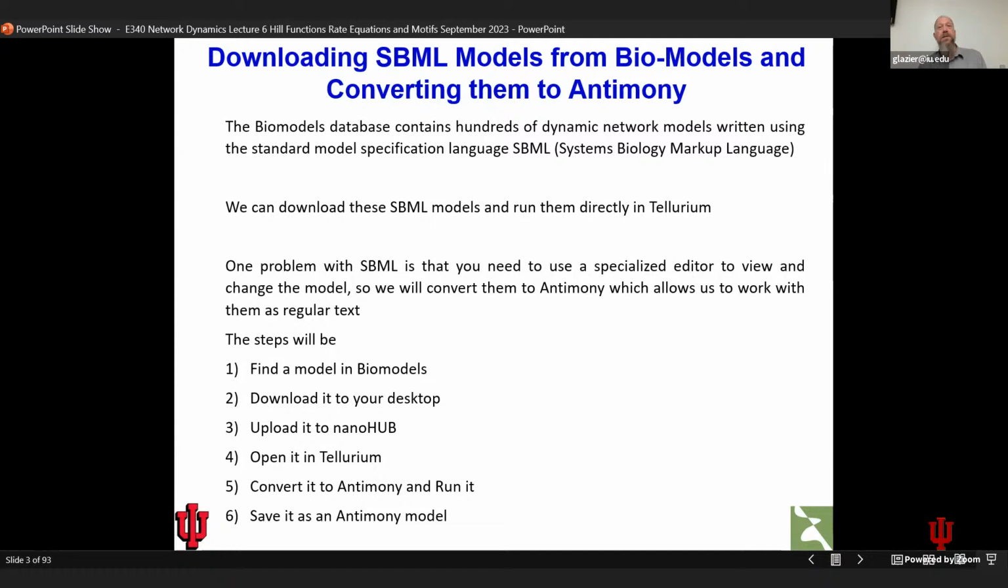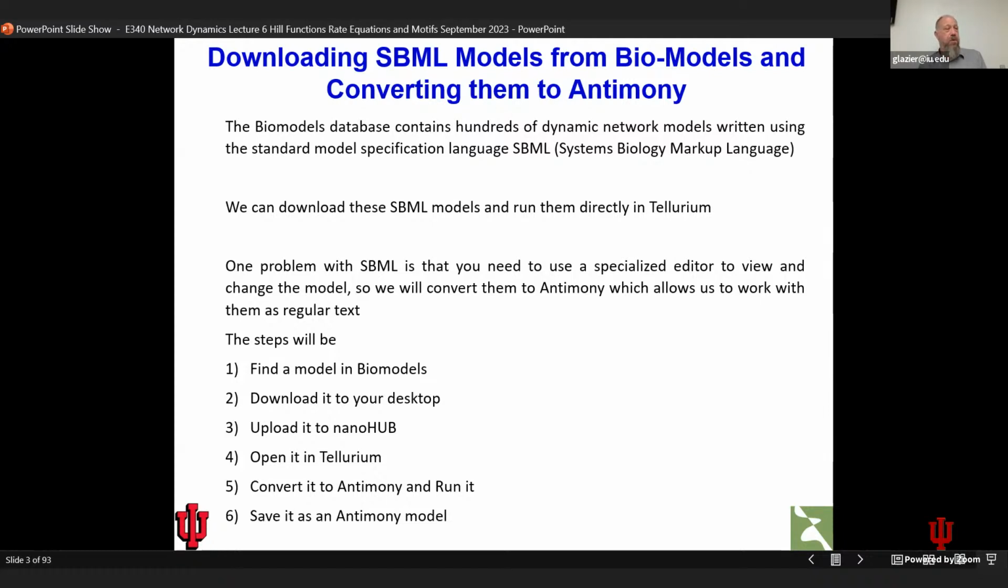There are things like Cooperative or Cell Designer that are very good for reading and writing it. The disadvantage of that is that you need to have a specialized editor to work with it. On the other hand, Antimony basically supports almost all SBML features, not quite, but almost all, and vice versa. And they were designed to be interconvertible. And Tellurium actually has some methods that are built into it that will convert back and forth.